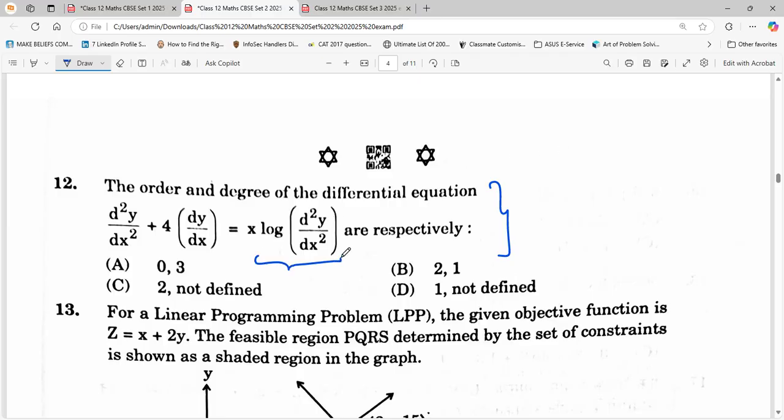Log of d square y by dx square. So since you have log of a differential term, degree is not defined, which means we can eliminate options A and B. The highest order of differentiation is 2. So the answer should have been order 2 and degree not defined. So once we eliminate 2 options, it becomes simple.